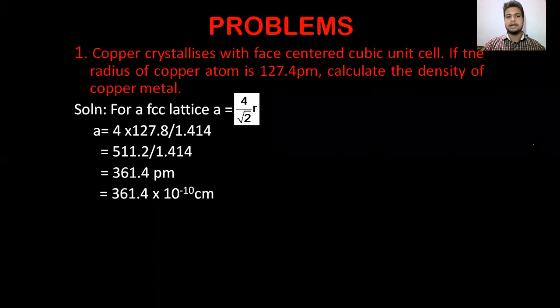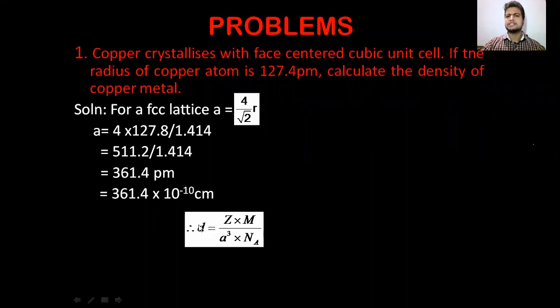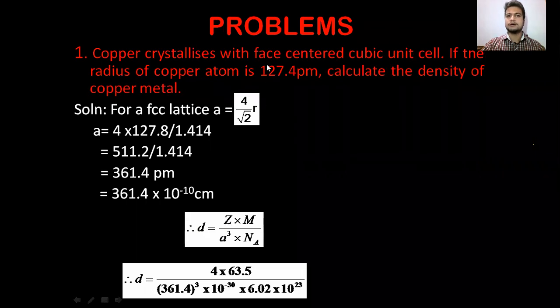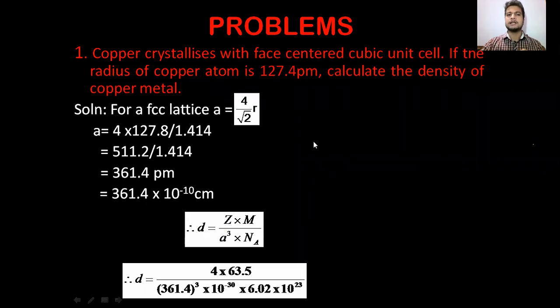Once I have my A, now I'll use the density formula. D is equal to Z into M by A cube into Na. Now what are the values? D will be equal to Z, which is 4. Again I am repeating why it is 4, because in a face-centered cubic unit cell, the number of atoms per unit cell is 4. Z is 4. M is the molar mass for copper. The atomic mass of copper is 63.5.